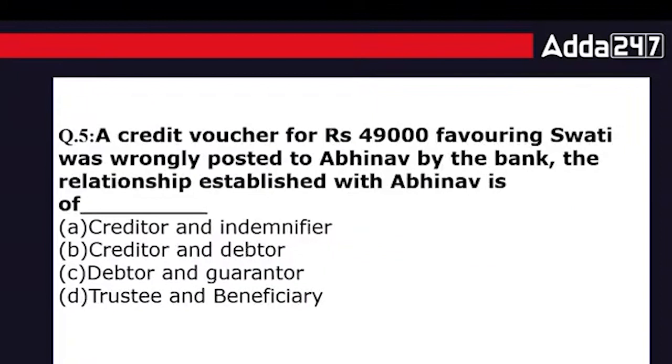Now tell me, a credit voucher of rupees 49,000 favoring Swati was wrongly posted to Abhinav by the bank. The relationship established with Abhinav is what? Creditor indemnifier, creditor debtor, debtor and guarantor, or trustee and beneficiary. Tell me what will be the right answer. Then I will explain you hybrid deposit once again. We will explain what is the right answer.